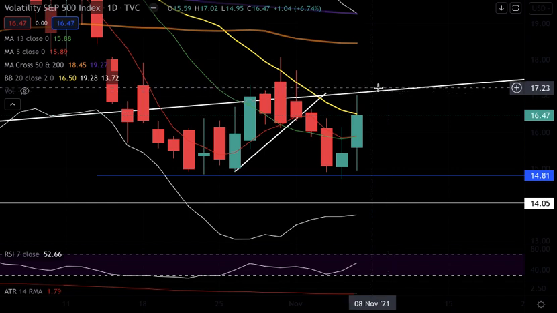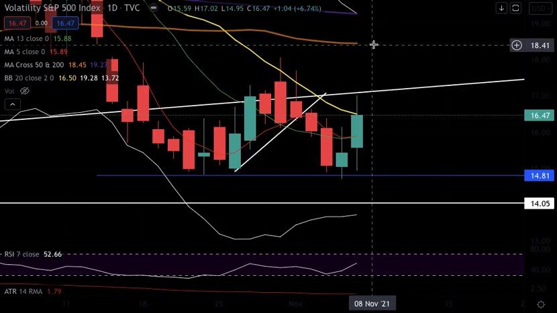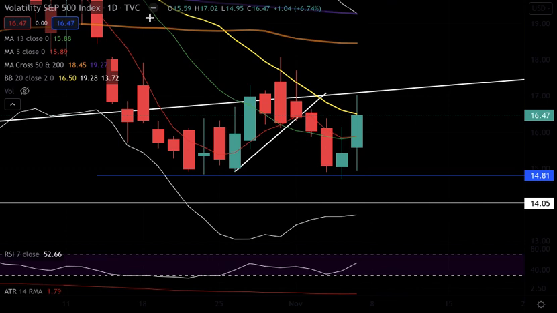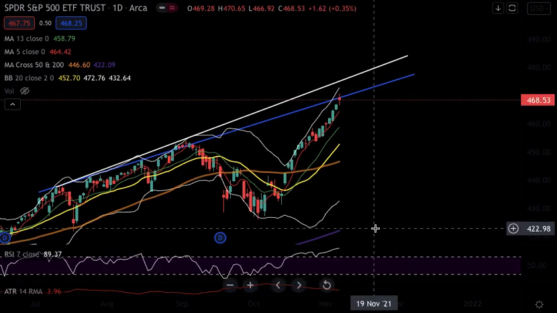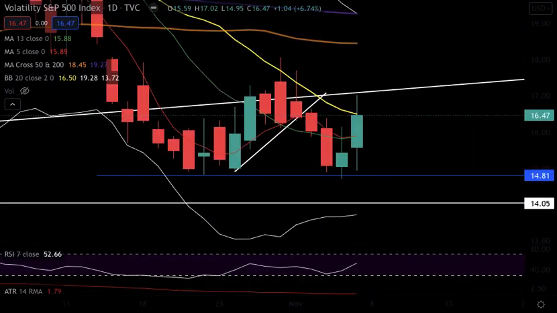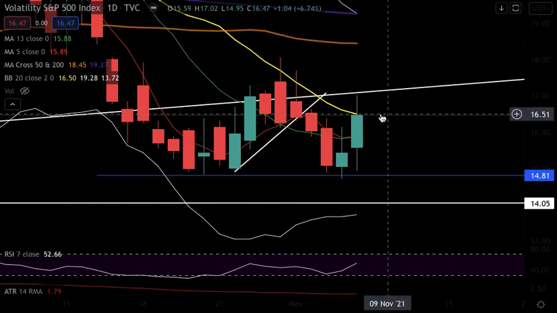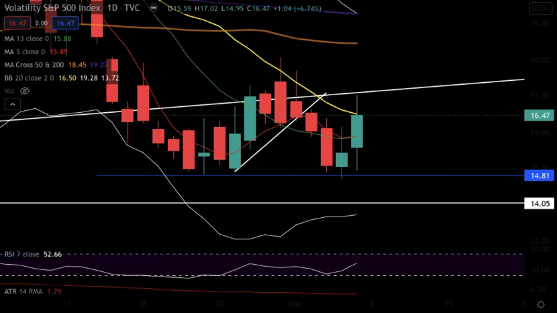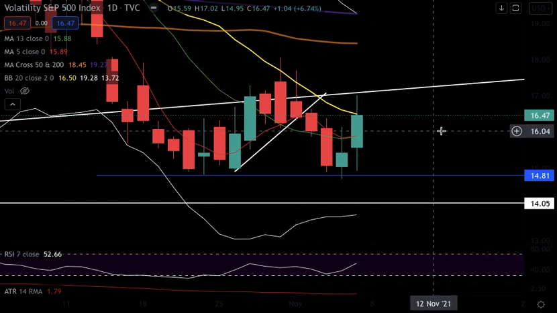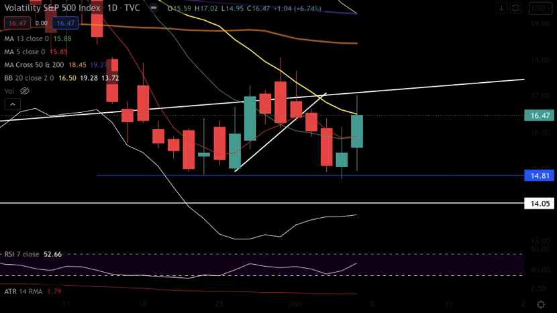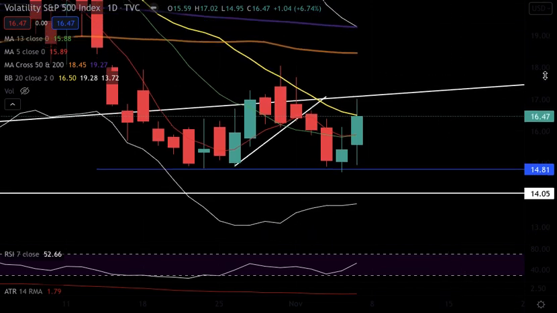If VIX can get back above this level, which is at 17.13 or above it, it'll put the 50-day moving average, which is 18.45, in play for the VIX, which means SPY would be bearish. So keep an eye on the VIX. As long as the VIX stays below the 20-day, the 20-day at 16.50, that looks like a good sign for the SPY, for the bullish scenario. You guys understand that?